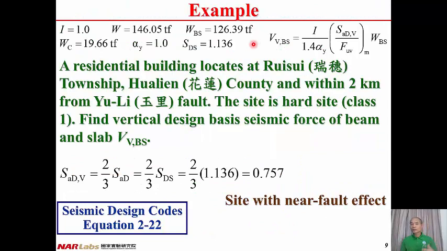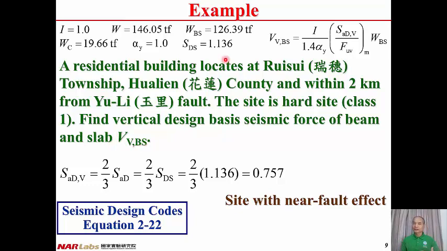And here's an example from our previous lecture. We know that a residential building is located at Ruishui Township, Hualien County, and within 2 kilometers from Yuli Falls. The site is a hard site, that is site class 1, and the question is to find the vertical design basis seismic force of beam and slab, that's VVBS.